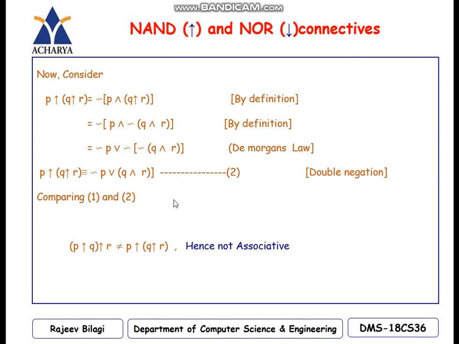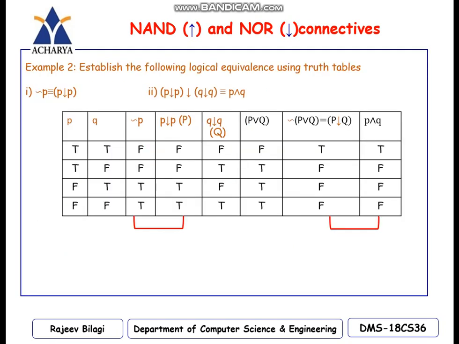So comparing equation 1 and 2, we will say that P NAND Q NAND R is not associative. The same thing we can prove with respect to the NOR operator also.